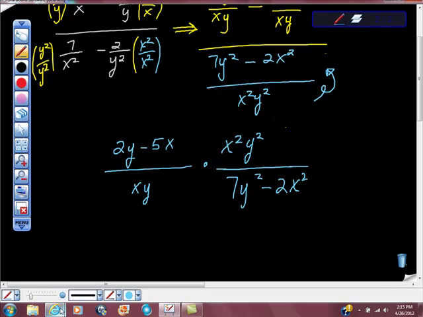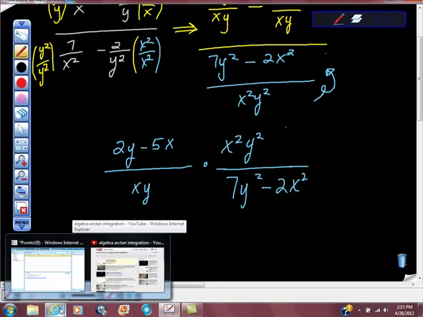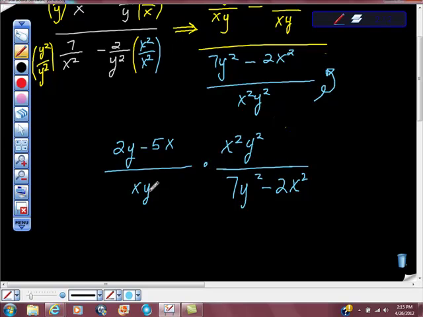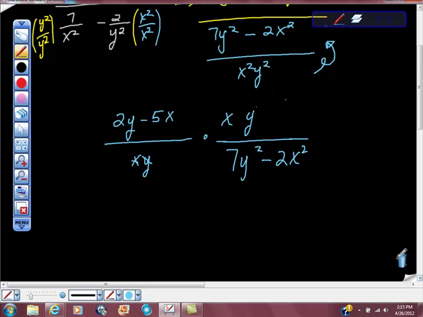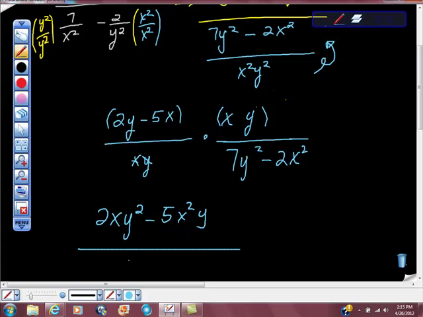So now what? Do you want to cross multiply? Let's cross cancel instead. It's a great idea. So we have here, this goes to just y. So now what do we have to do with this? Multiply. So we have 2xy squared minus 5x squared y all over 7y squared minus 2x squared.